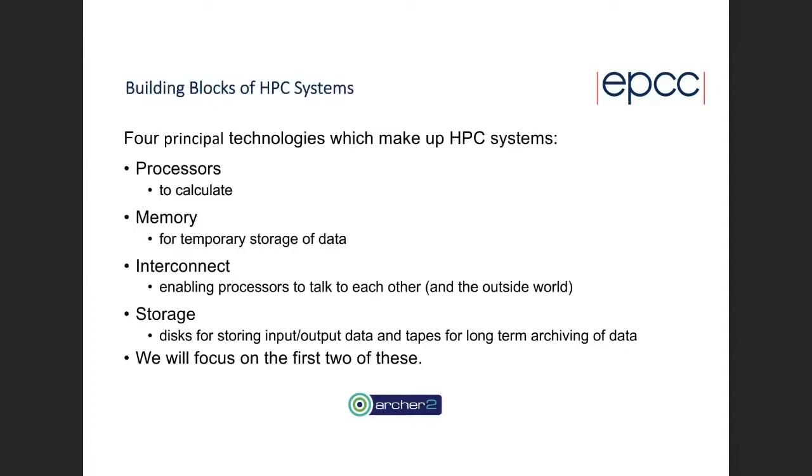Okay, so just a very top level simple approach to start with. Essentially, we can think of four principal technologies that are put together to make up HPC systems: processors to do the calculation, memory for temporary storage of data, the interconnect to allow processors to talk to each other, and storage. For the purposes of this course, we're really focusing on the first two of those, the processors and memory that constitute a single node, and we essentially won't be discussing anything to do with the interconnect or storage systems.